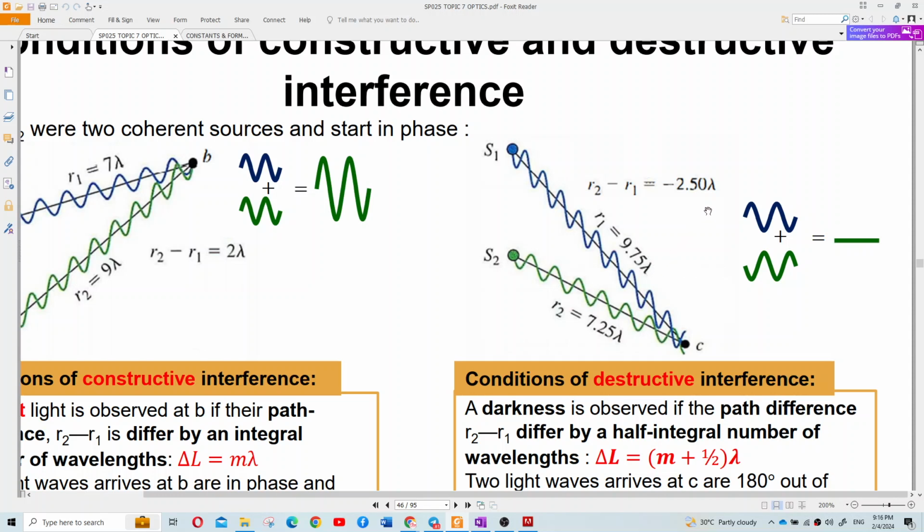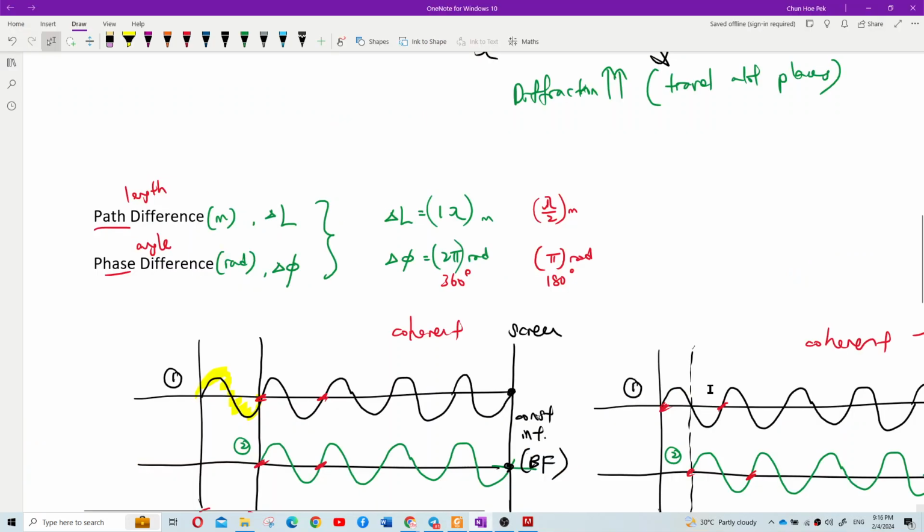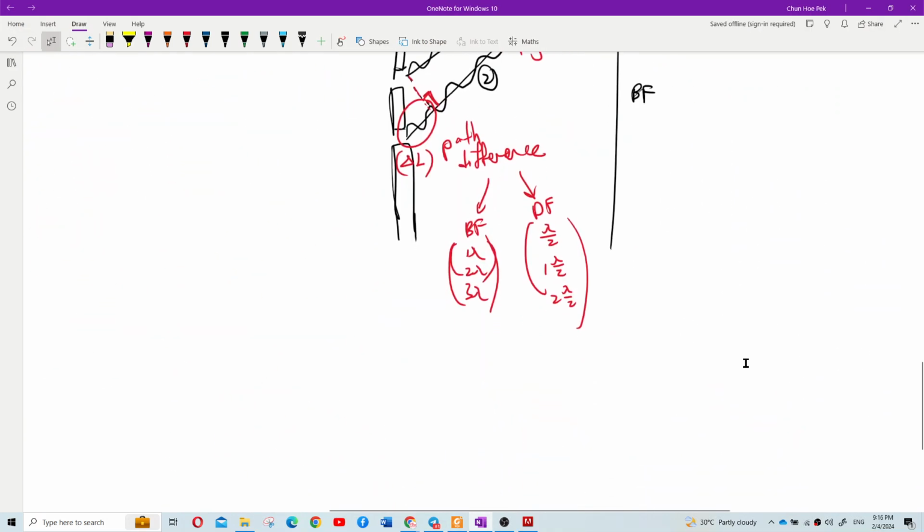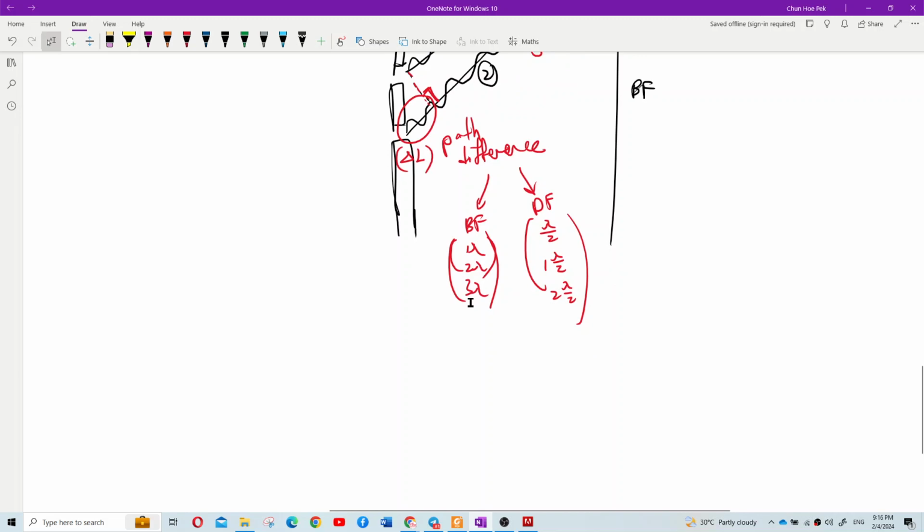So if you have, let's say, half lambda, you get destructive. If you have multiples of lambda, 1 lambda, 2 lambda, 3 lambda, you get constructive interference. Okay, maybe that is what I summarized. If you have 1 lambda, 2 lambda, 3 lambda, you get bright fringe. If you have half lambda, you get dark fringe.